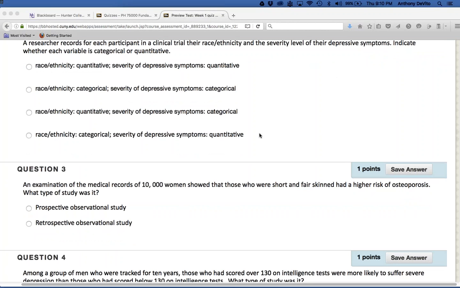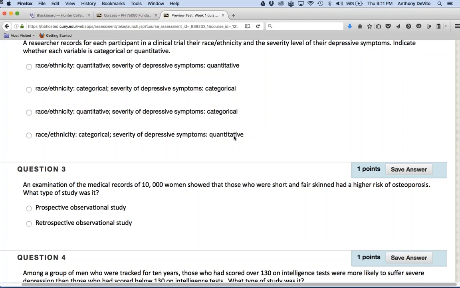I'm not going to kill too much time waiting for answers. Categorical, it depends on how it's presented. Occasionally, you might be using a categorical scale. This is a tough question because the answer implies that you know a little bit about how typically you would describe depressive symptoms.